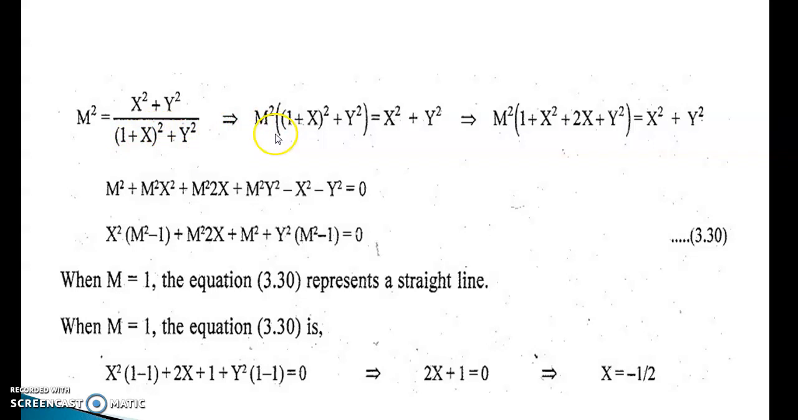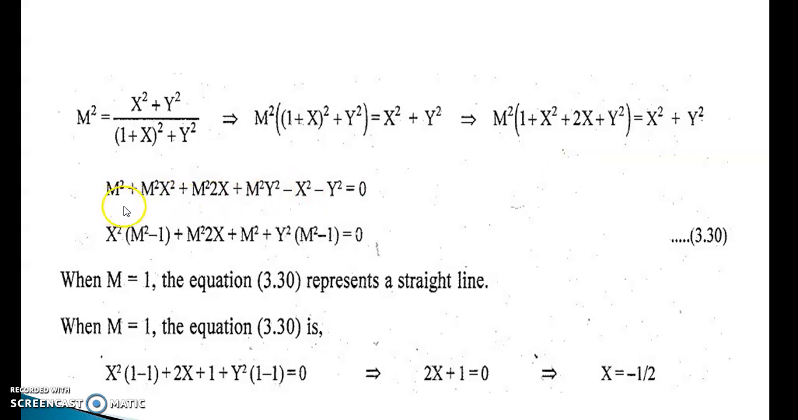Cross multiplication: m square into (1 plus x) whole square plus y square is equal to x square plus y square. That implies m square into 1 plus x square plus 2x plus y square is equal to x square plus y square.